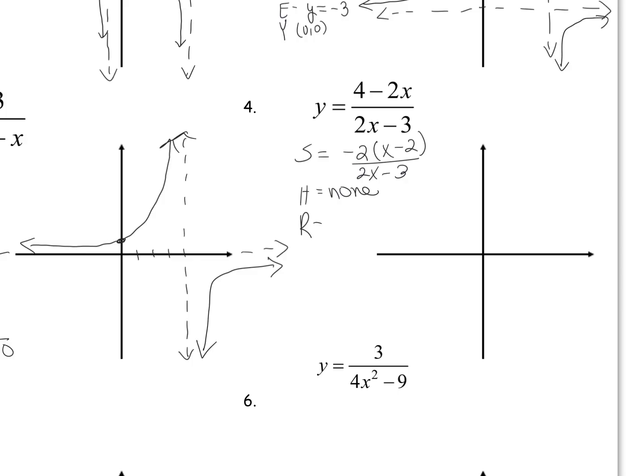Roots. How do I find roots? Set the top to 0. So I get x equals 2. Asymptotes, how do I find the vertical asymptotes? Set the bottom to 0. So I get x equals what? 3/2. So this asymptote is pretty much right by this root. Is there anything squared on the bottom? So they won't be together.